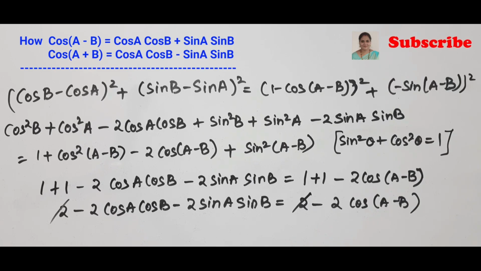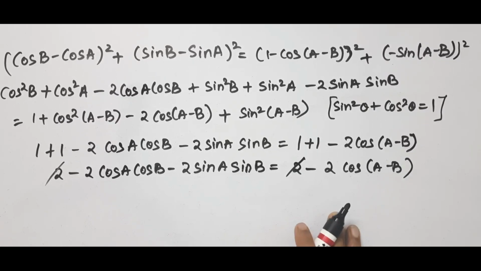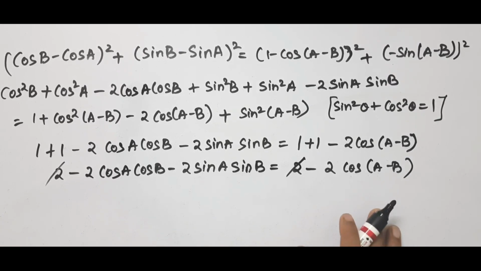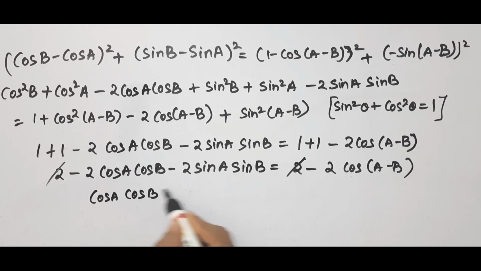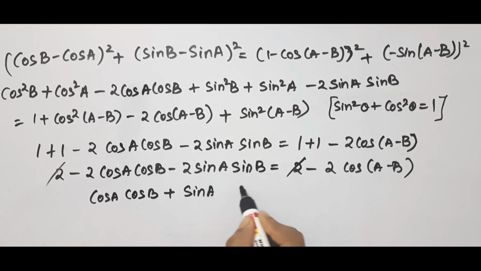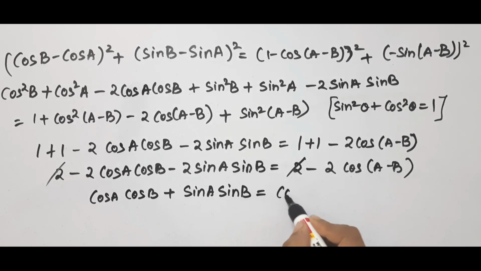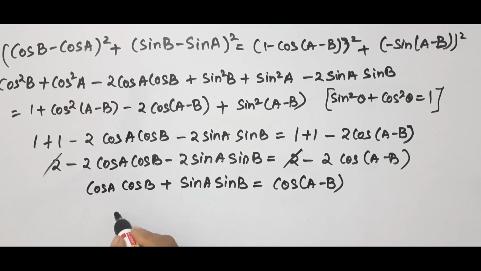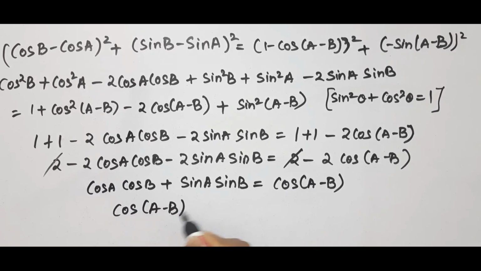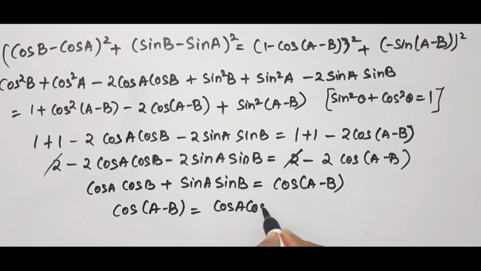Now divide throughout with minus 2. When you divide throughout with minus 2, this becomes cos A cos B plus sin A sin B equal to cos of A minus B. So we got cos of A minus B is equal to cos A cos B plus sin A sin B. So finally we got the result, cos of A minus B is equal to cos A cos B plus sin A sin B.